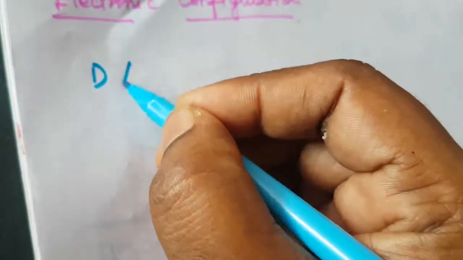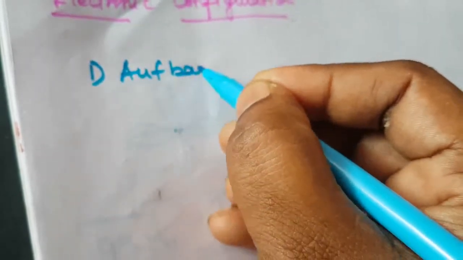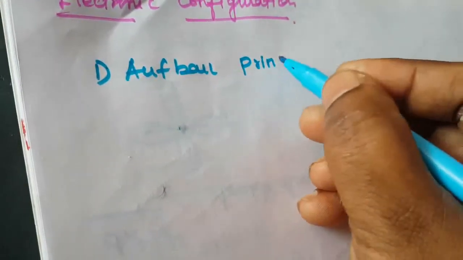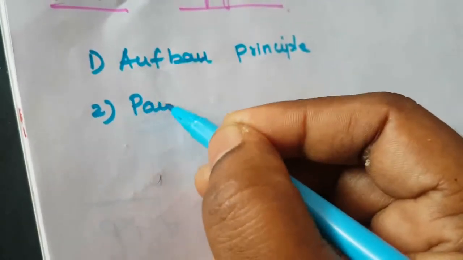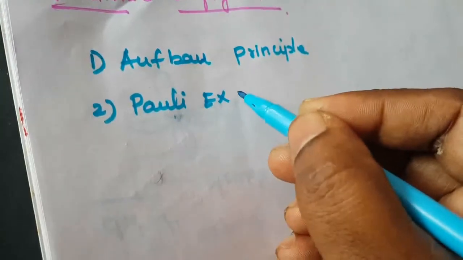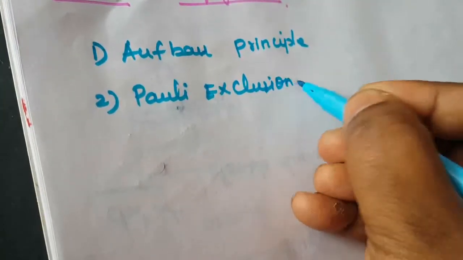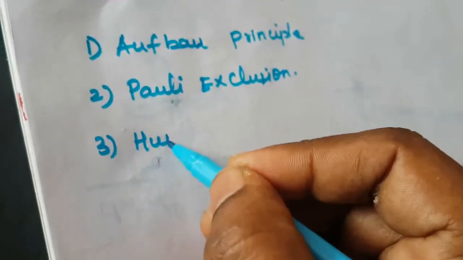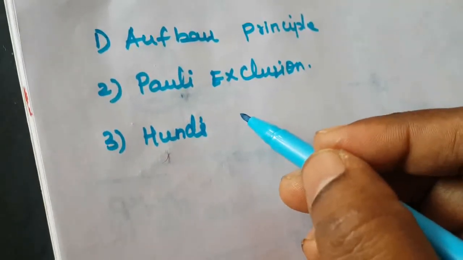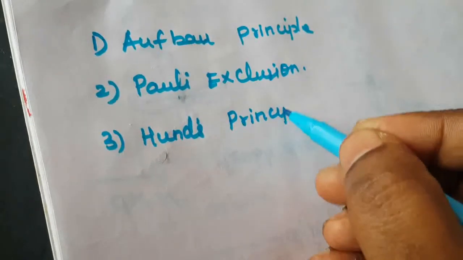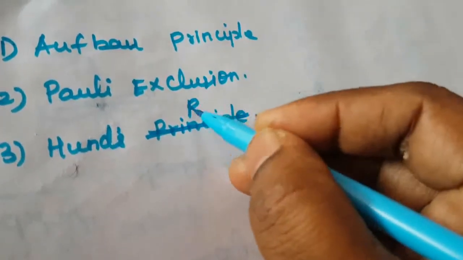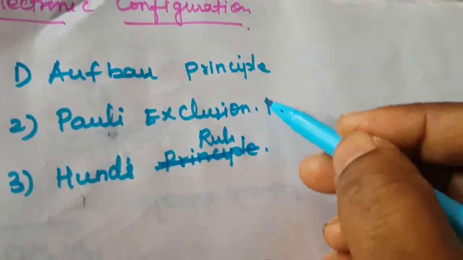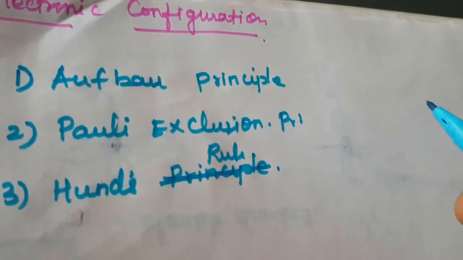according to the three principles. The first principle is the Aufbau principle. Then the second one is the Pauli exclusion principle. Then the third one is Hund's rule. According to these three principles, you can write the filling of electrons in the orbitals. So this is Hund's rule, this is the Pauli exclusion principle, and this is the Aufbau principle. What is meant by the Aufbau principle?